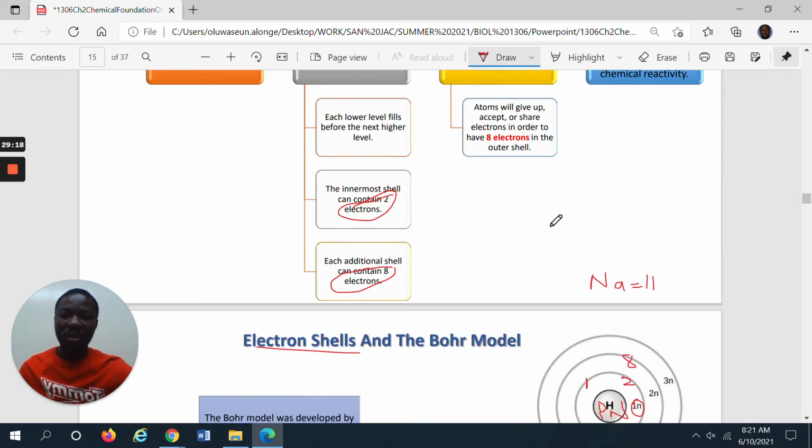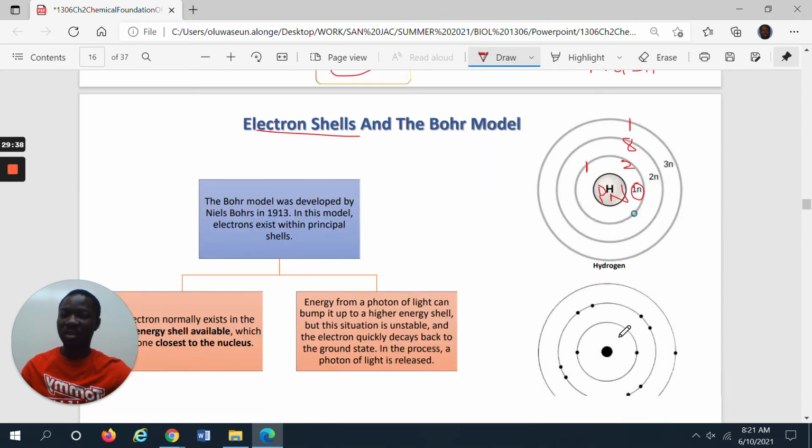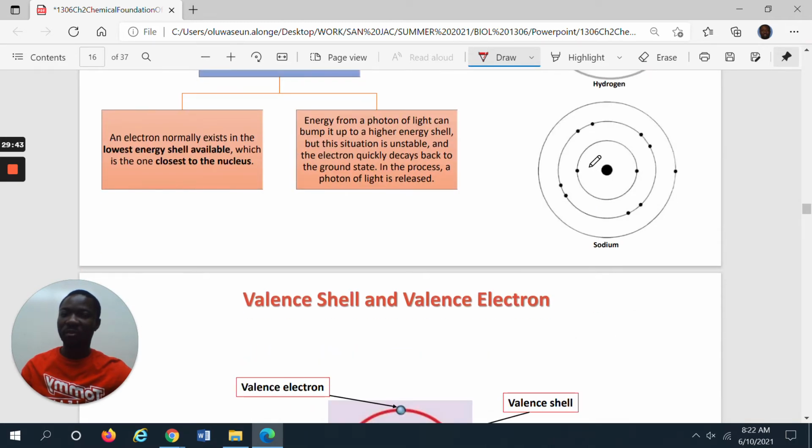So for sodium that has 11 electrons, the first shell is going to take 2. The second shell is going to take 8. How many do we have left? We have 1. That means for the third shell, we can't throw it away. We have to create a shell for that one. So the third shell is going to take 1. If I want to draw this now for sodium, this is what I'm going to have. The first shell has 2, the second shell has 1, 2, 3, 4, 5, 6, 7, 8, and the third shell has 1.